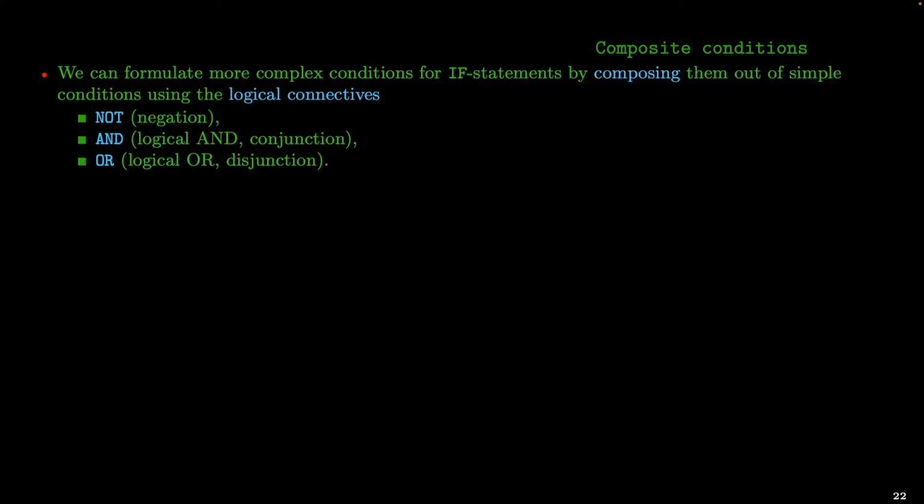And then we can use composite conditions. So we can take our simple conditions and turn them into more complex conditions by combining them using the so-called logical connectives, not, and, or. So the negation of a condition, which is true if the original condition is not true. The logical and of two conditions, which is true if and only if both of these conditions are true. And the logical or of two conditions, which is true if and only if at least one of those two conditions is true.